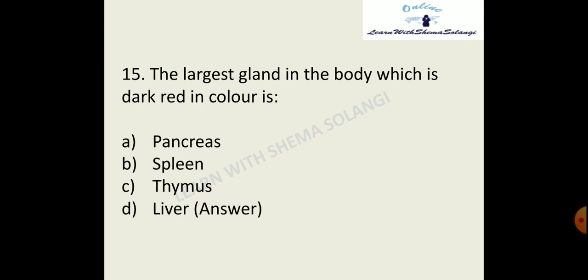So the 15th MCQ is: the largest gland in the body, which is dark red in color. The correct option is liver. Pancreas, spleen, thymus are also wrong. These options are wrong. Only liver is the right option because it is the largest gland in the body, right? I'm talking about gland. You must be careful about that. The largest gland in the body, which is dark red in color, is called the liver.